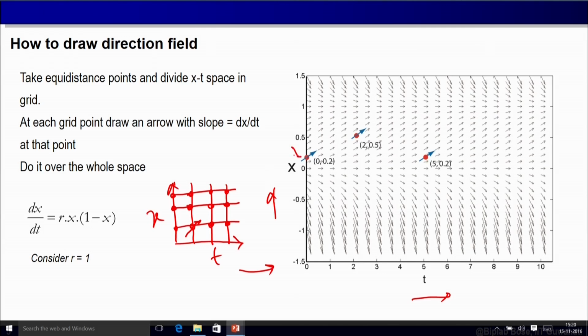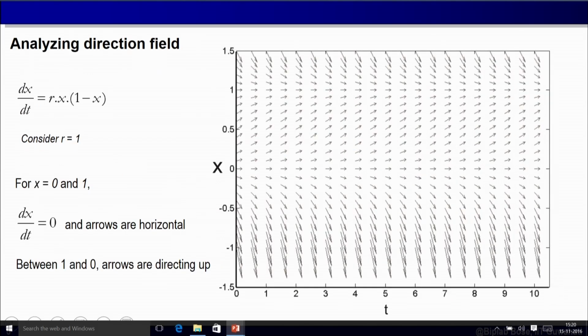So for example, this one you have seen, this is a grid point with 0.2. This is another grid point with 2.5. This is another grid point with 5.2. And at each of these grid points, there is an arrow. The slope of the arrow is equal to the derivative of the dependent variable, that is x, at that point. This whole diagram with arrows in the dependent variable and time space, x and t space, is called direction field. For any given ODE, you can draw this direction field.